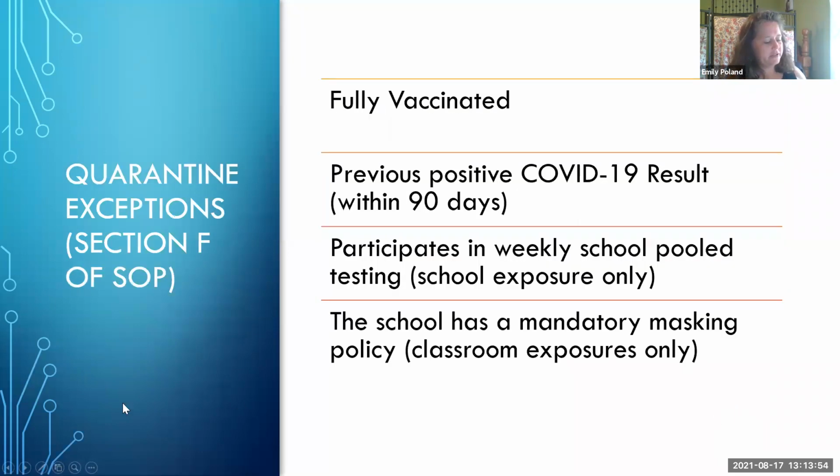All right, so here's the messy stuff, okay? If you're following along on your SOP, this starts on page 5. It is section F, the isolation and quarantine section. And these are the exceptions to quarantine.